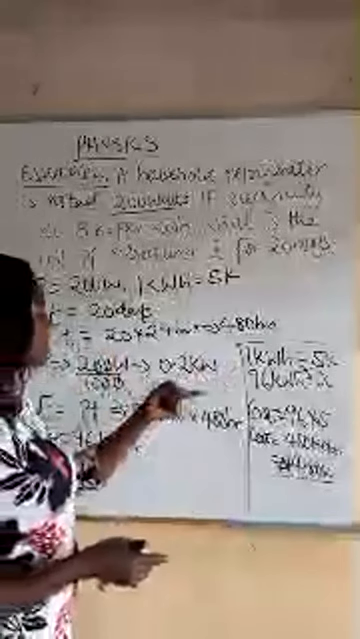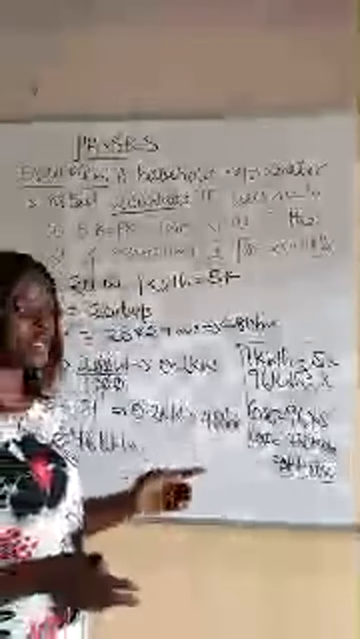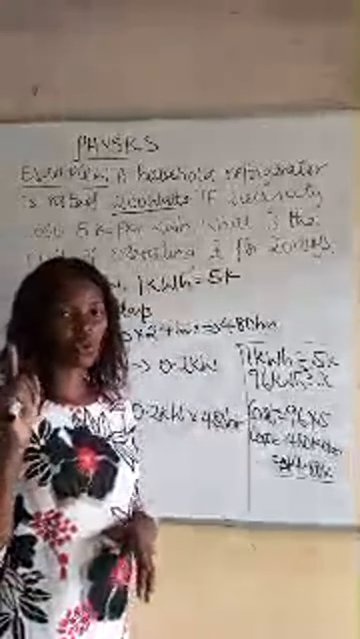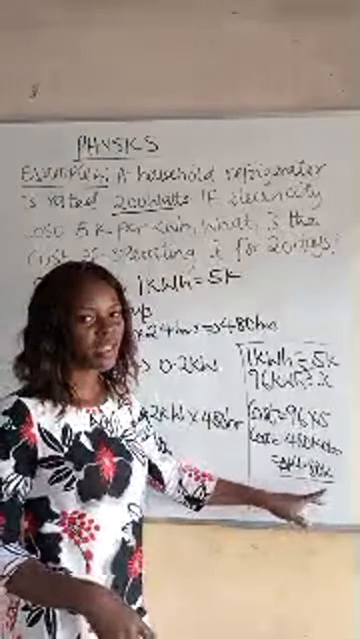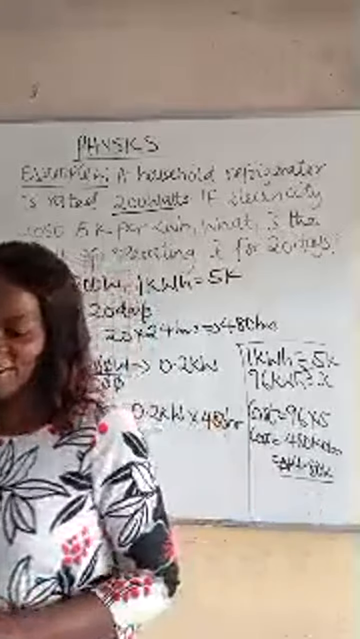Then 1 kilowatt hour is equal to 5 kobo. Therefore 96 kilowatt hours is going to give us what? Cross multiply, it gave us 480 kobo. Don't forget that 100 kobo is equal to 1 naira. So this is what I'm saying, 4 naira and 80 kobo. I hope you understand that. All right.